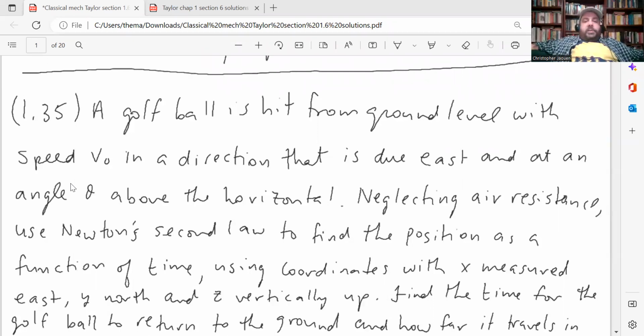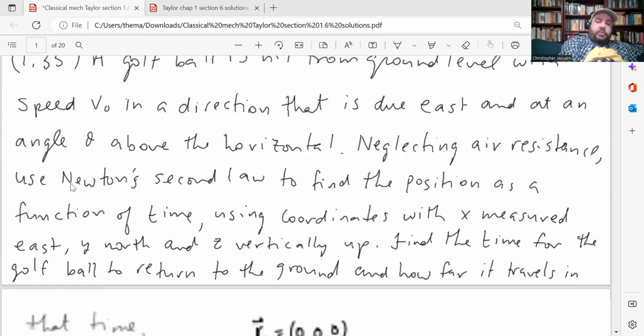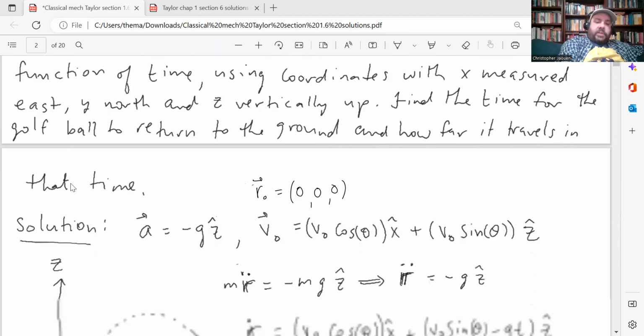A golf ball is hit from ground level with speed v0 in a direction that is due east and at an angle theta above the horizontal. Neglecting air resistance, use Newton's second law to find the position as a function of time. Using coordinates with x measured east, y north, and z vertically up, find the time for the golf ball to return to the ground and how far it travels in that time.